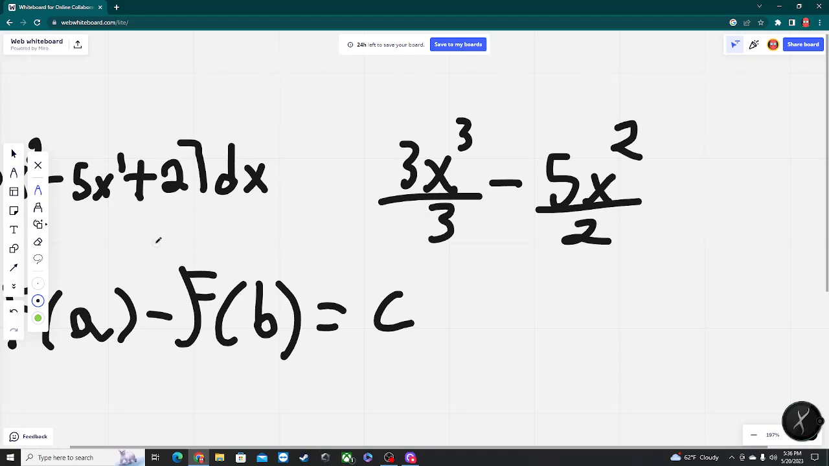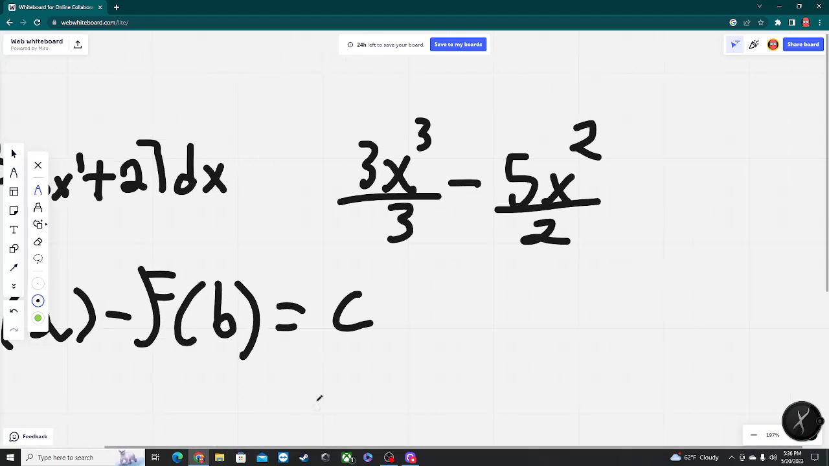So the antiderivative of a constant, normally this means add a variable. So we have our 2. So we're just going to have plus 2 and then x. So we found our antiderivative.